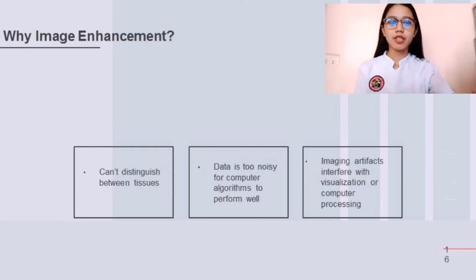Why image enhancement? First, can't distinguish between tissues. The nature of the physiological system under investigation and the procedures used in imaging may diminish the contrast and the visibility of details. Second, data is too noisy for computer algorithms to perform well. Medical images are often deteriorated by noise due to various sources of interference and other phenomena that affect the measurement process in imaging and data acquisition system. Third, imaging artifacts interfere with visualization or computer processing.